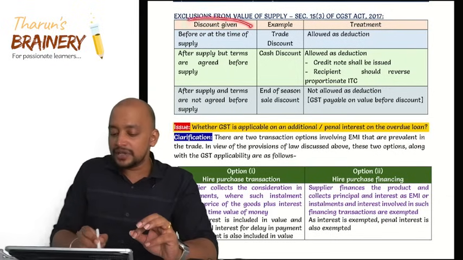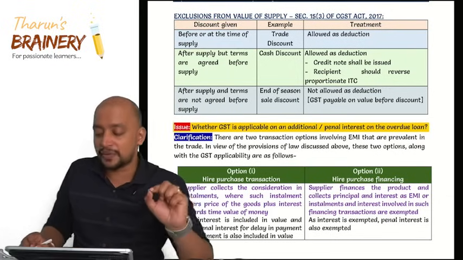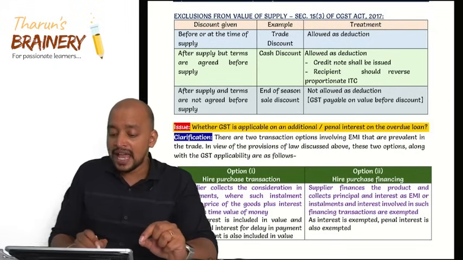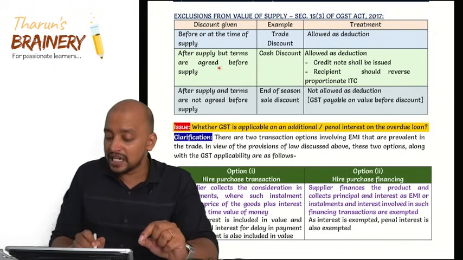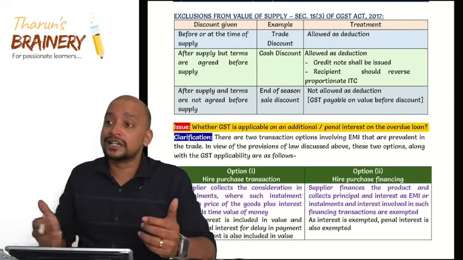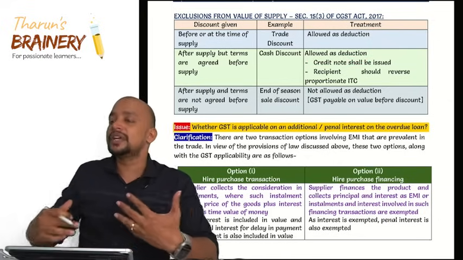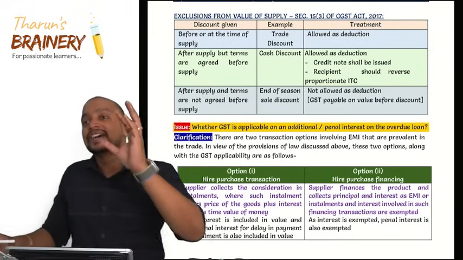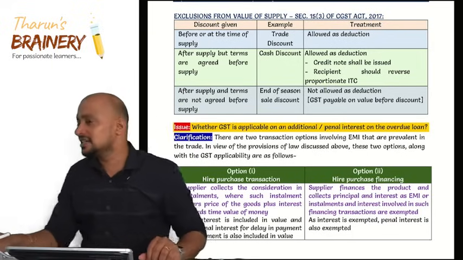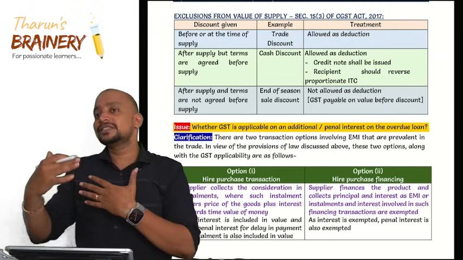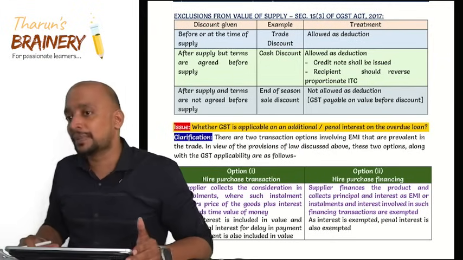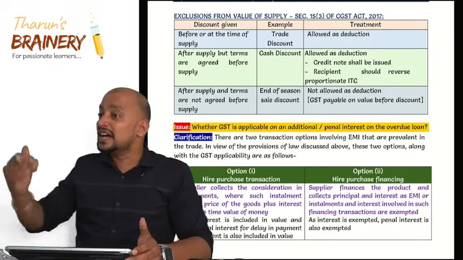Now, if the discount is given before or at the time of supply, it is allowed as a deduction. But if the discount is given after supply, but the terms are agreed before at the time of supply, then also it is allowed as a deduction. But how to deduct it? The invoice is already prepared. For that, the supplier will give one document to the recipient called a credit note. In that credit note, the supplier will mention how much is the discount that he is offering. Because of that credit note, what will happen to the liability of the supplier? The liability of the supplier will be reduced.